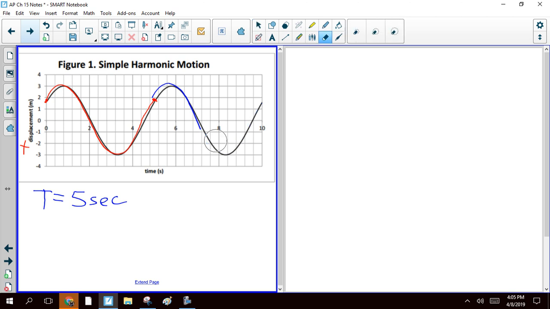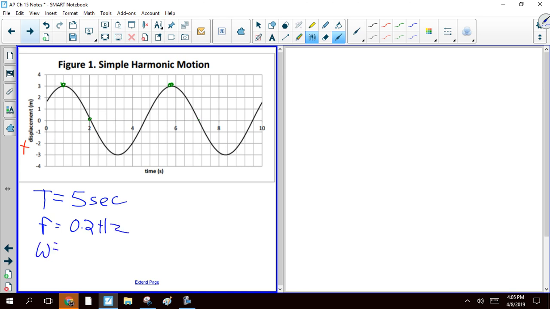Ordinarily, I would say to find the time between identical points, so find the time from here to here. But it's a little tough to tell that on this graph. Or you can find the time from here to here. All right, so we know our period. That means we know our frequency. Remember, it's the reciprocal, so 1/5, that's 0.2 hertz. That means my angular frequency, well, hertz is rotations per second, so times 2 pi gives me 0.4 pi radians per second. So that's a thing I know.